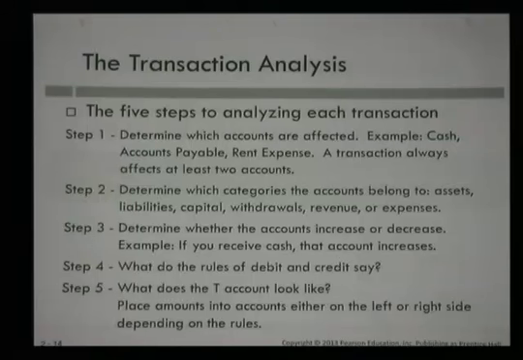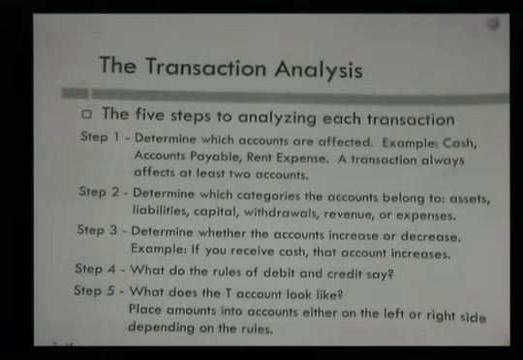Step 2, you'll decide what category these accounts belong in. Are they an asset? Are they a liability? Or are they part of owner's equity? Then you'll determine, will this account increase or decrease? What do the rules of debit and credit say? So look at your card that you've created and see, if it's an asset, it's going to increase. So I look at my card, it will increase on the debit side. What does a T account look like? Then you would put the amounts into the T account.